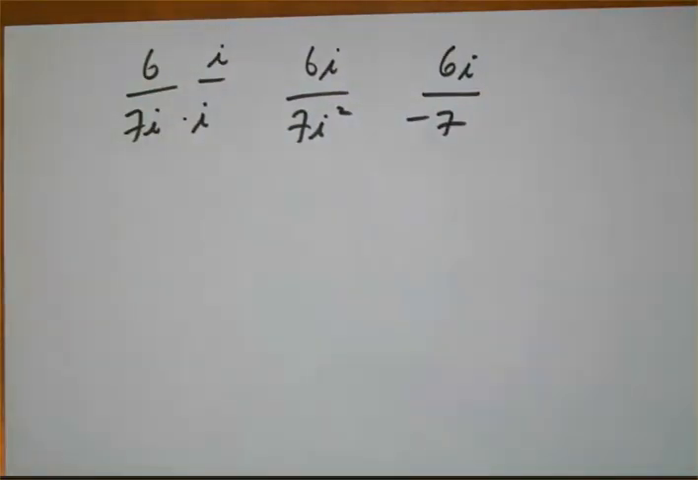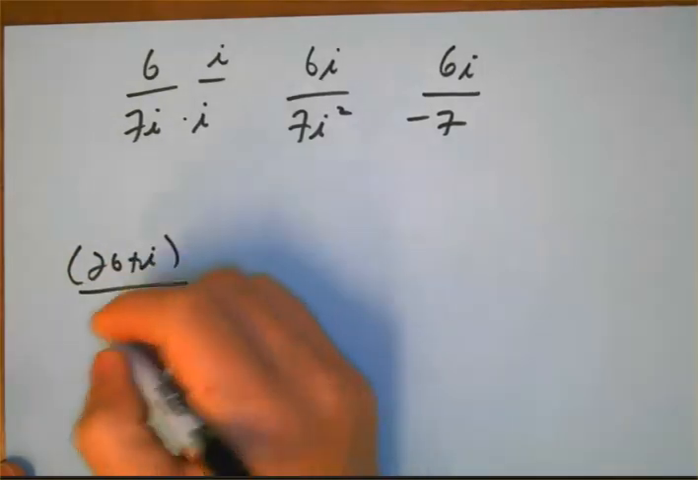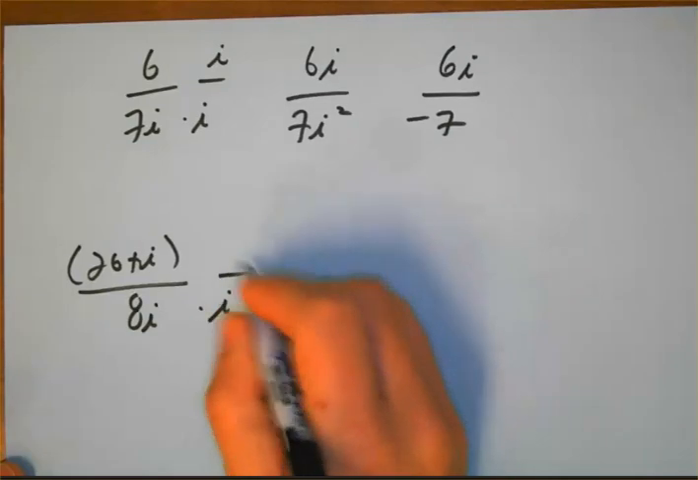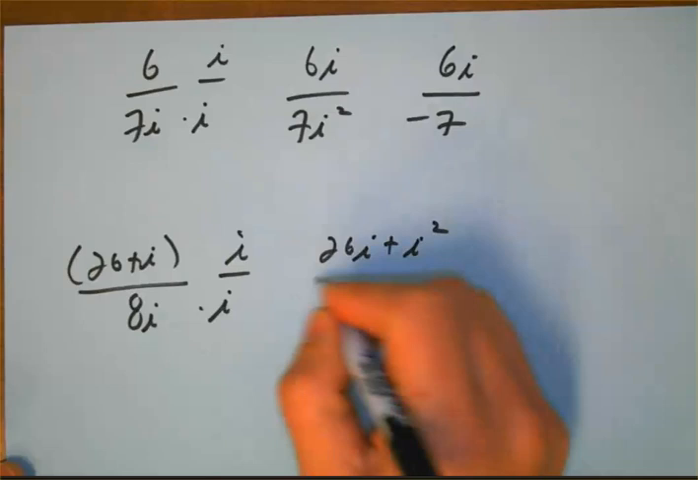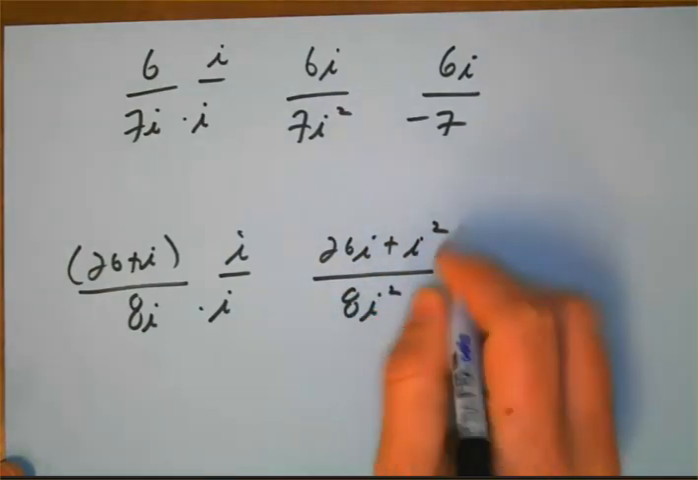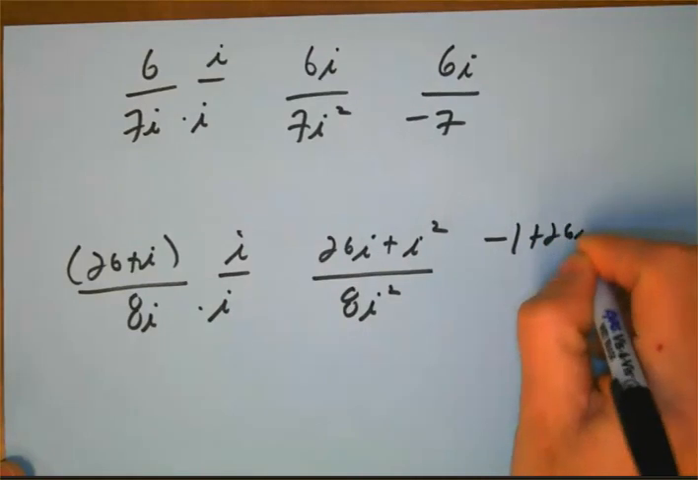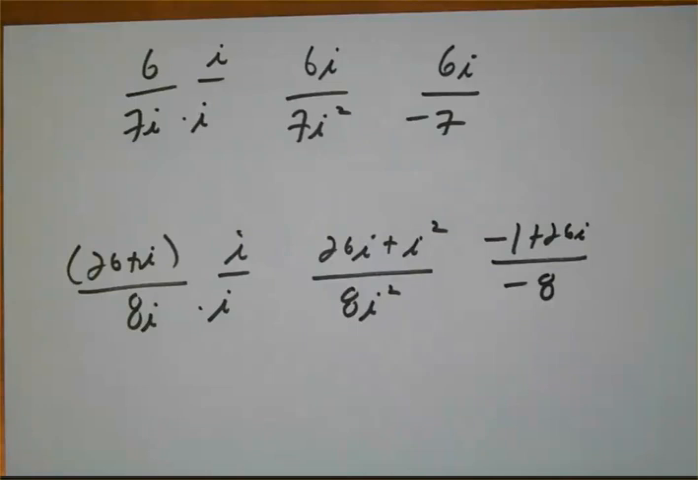Okay, I'm leading that up to something. Where does it get weird? How about if you have 26 plus i over 8i? Well, you can't have i in the denominator, just like a radical. So I'm going to multiply this. Now I get 26i plus i squared over 8i squared. You can't cancel those out, but this i squared is negative 1, so you get negative 1 plus 26i over negative 8, if that makes sense.